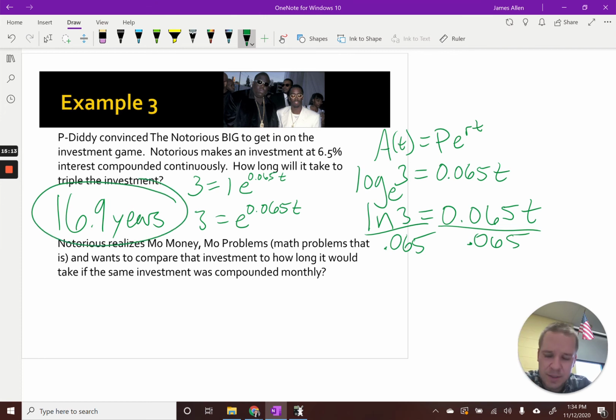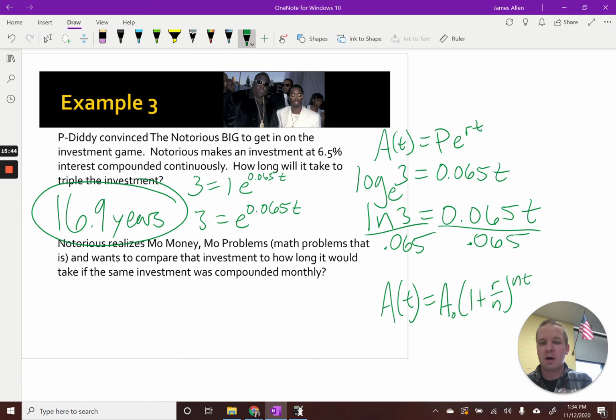Okay, now Notorious realizes mo money, mo problems, mo math problems, that is, and wants to compare that investment to how long it would take if the same investment was just compounded monthly. So rather than compounding continuously, we want to compound it monthly. So what formula are we going to use? We're going to be using our compound interest formula, which is, boom, there it is. All right.